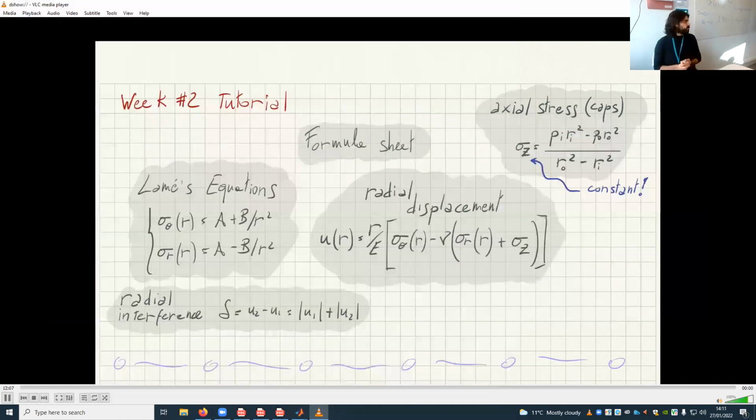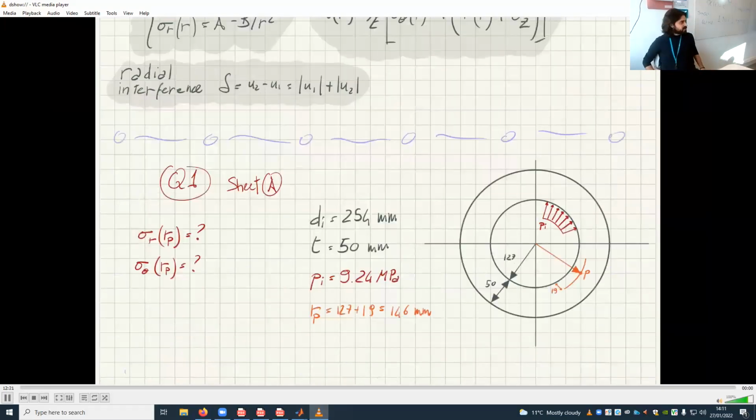So this is the formula sheet I just reported on the paper. And I'll give you 1 minute to copy the data that we have so far.